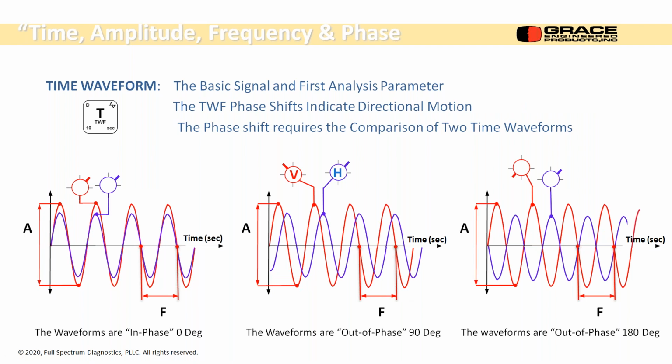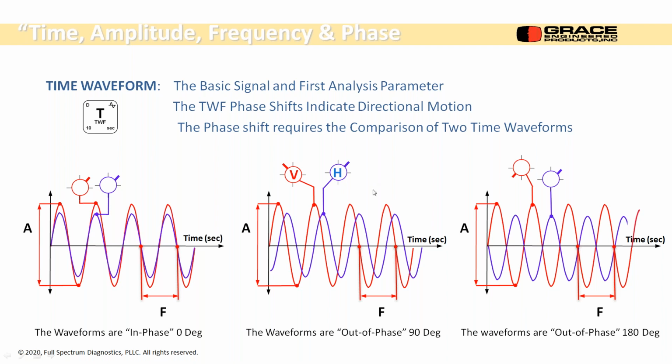Okay, they also have phase. Now the time waveform phase, it's a shift indicating a directional motion. To have this shift, we need two different time waveforms to compare. So if we're on the same bearing, we might go from bearing 1 to bearing 2 in the vertical direction. And if they're both moving the same way, then they'll lay on top of each other like this. So one might be higher than the other, but we have basically a 0 degrees phase shift if they're moving together.